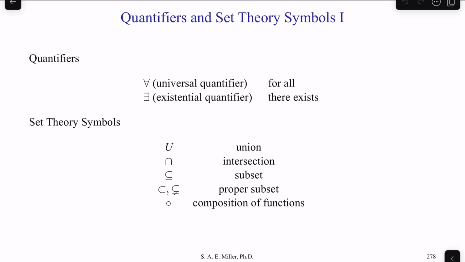The composition of functions symbol at the bottom means that we apply one function to the result of another function. We might have two particular functions f and g, and the composition means that you apply g to an input and then apply f to the result of g.